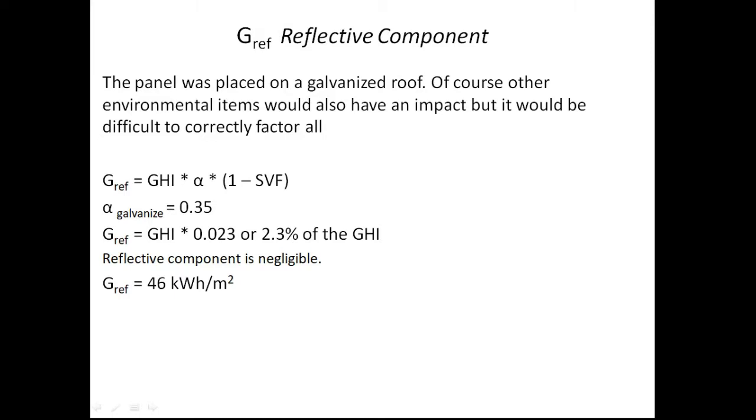Anyway, getting on to the reflective properties of the galvanized, the alpha of the galvanized is 0.35. It's actually quite small. When you check that formula out, it comes to 2.3%. So even if this is wrong, it's not going to really change the answer to any significance. This reflective component is practically negligible as it stands, being 46 compared to the other two.